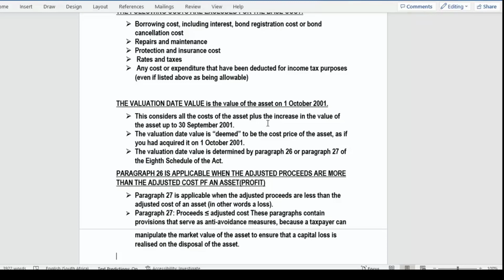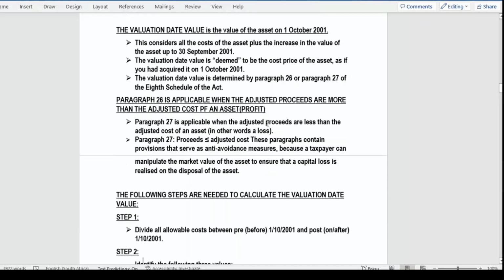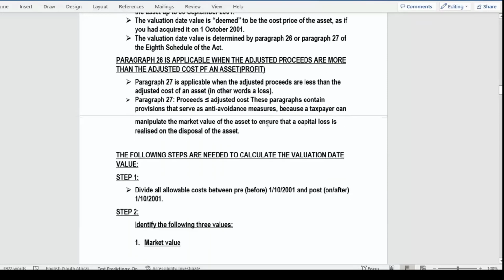So basically, you're going to do that valuation date value calculation as if it reflects the date of the 1st of October. And the valuation date value is determined by paragraph 26 or paragraph 27 of the 8th Schedule of the Act. Right, let's get down to paragraph 26. Paragraph 26 is applicable when the adjusted proceeds are more than the adjusted cost of an asset, meaning that if there is a profit. And paragraph 27 is applicable when the adjusted proceeds are less than the adjusted cost of an asset. In other words, if there's a loss. So you just have to differentiate between the two.